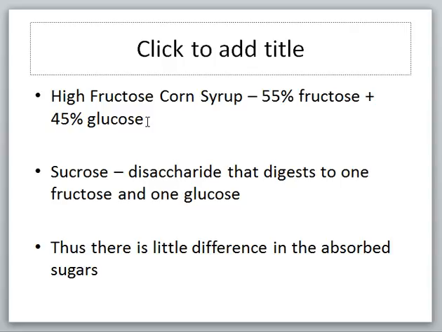of manufactured food products. But sucrose, which is table sugar, is a disaccharide, and it digests down to one fructose and one glucose. So when we eat table sugar, we're going to wind up absorbing equal amounts of fructose and glucose from that table sugar. We do roughly the same thing when we consume high fructose corn syrup. So there's very little difference in the absorbed sugars, whether we're talking about table sugar, sucrose, or high fructose corn syrup.